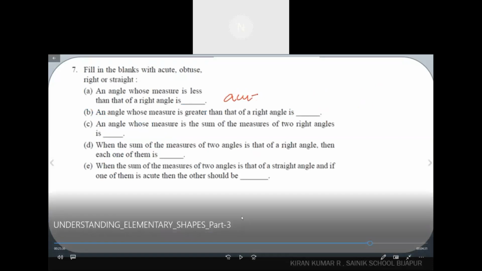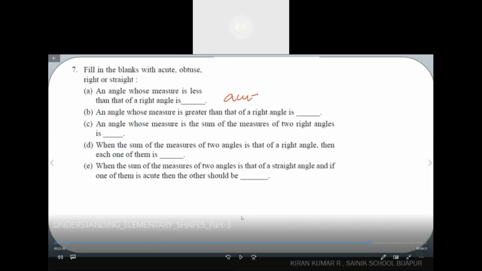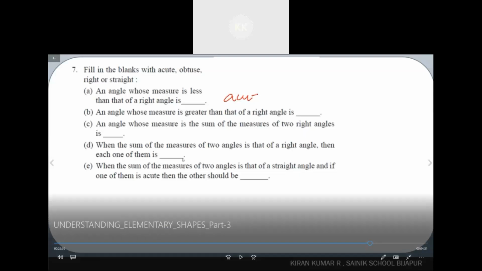Now these are fill in the blank type questions. An angle whose measure is less than a right angle is called an acute angle. An angle whose measure is greater than that of a right angle is called an obtuse angle. An angle whose measure is the sum of the measure of two right angles is a straight angle, which is 180 degrees. When the sum of the measures of two angles is that of a right angle, then each one of them is an acute angle.